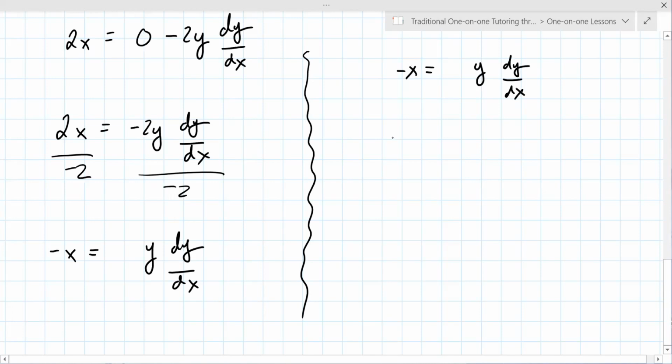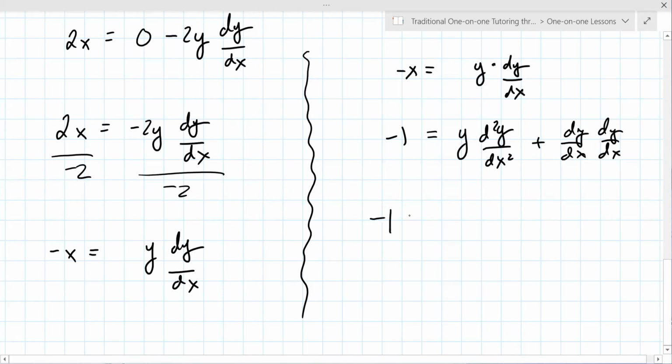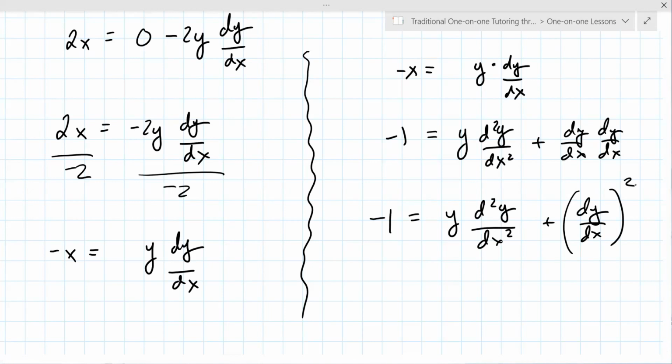So the derivative of x is power rule, just -1. This on the right is product rule. This is a product on the right. It's y times d2y over dx squared plus y prime dy/dx. Yeah, so it's actually dy/dx times dy/dx. And so here's how it looks when I clean this up just a tiny bit here. Because y prime is dy/dx? That's right. Okay. So you end up just squaring it.